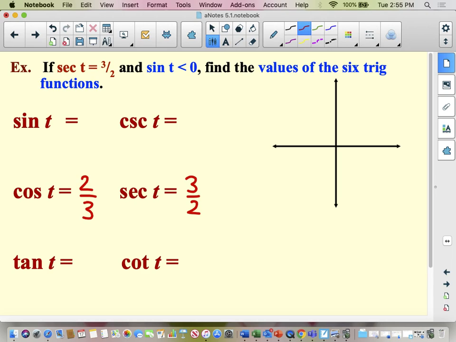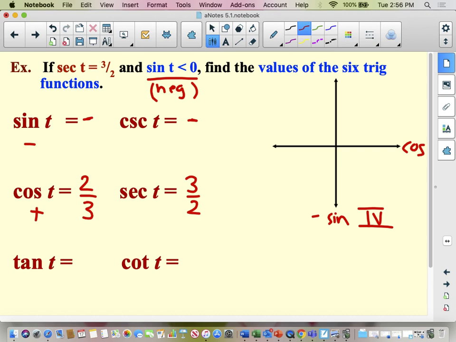The sine is less than 0. In other words, the sine is going to be negative. So I know this is going to be negative, which means the cosecant is going to be negative. So you can make some decisions. If the secant and cosine are positive and the sine is negative, think about what quadrant you're in. If cosine is positive and sine is negative, I have to be in the 4th quadrant, right? Because that's where cosine is positive and sine is negative.